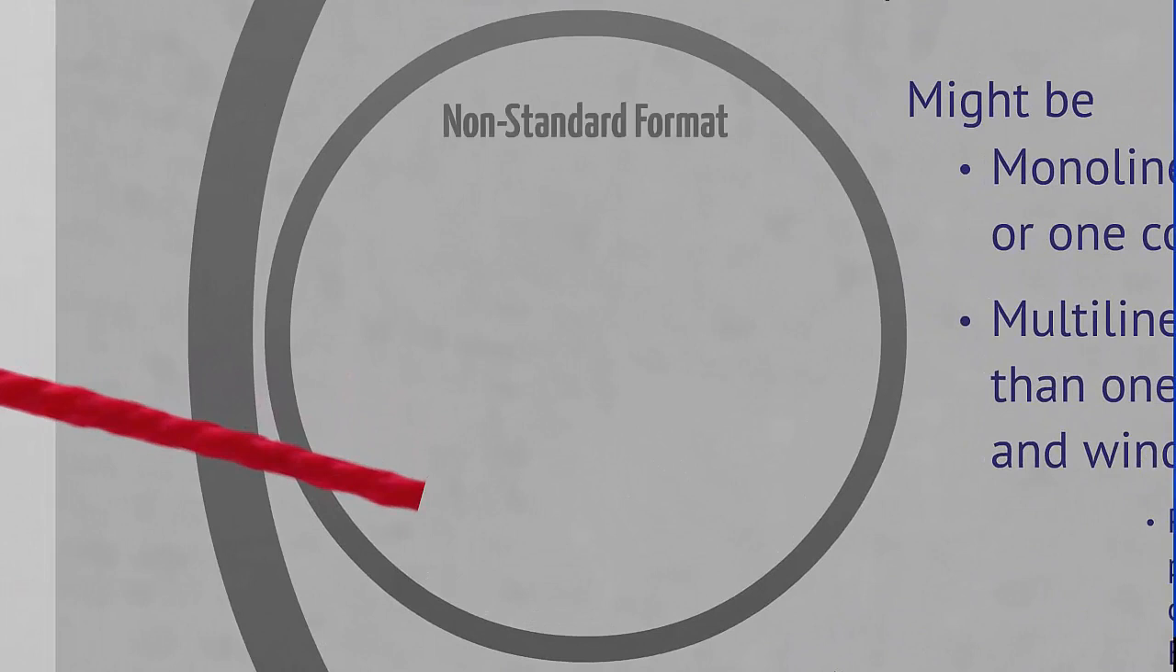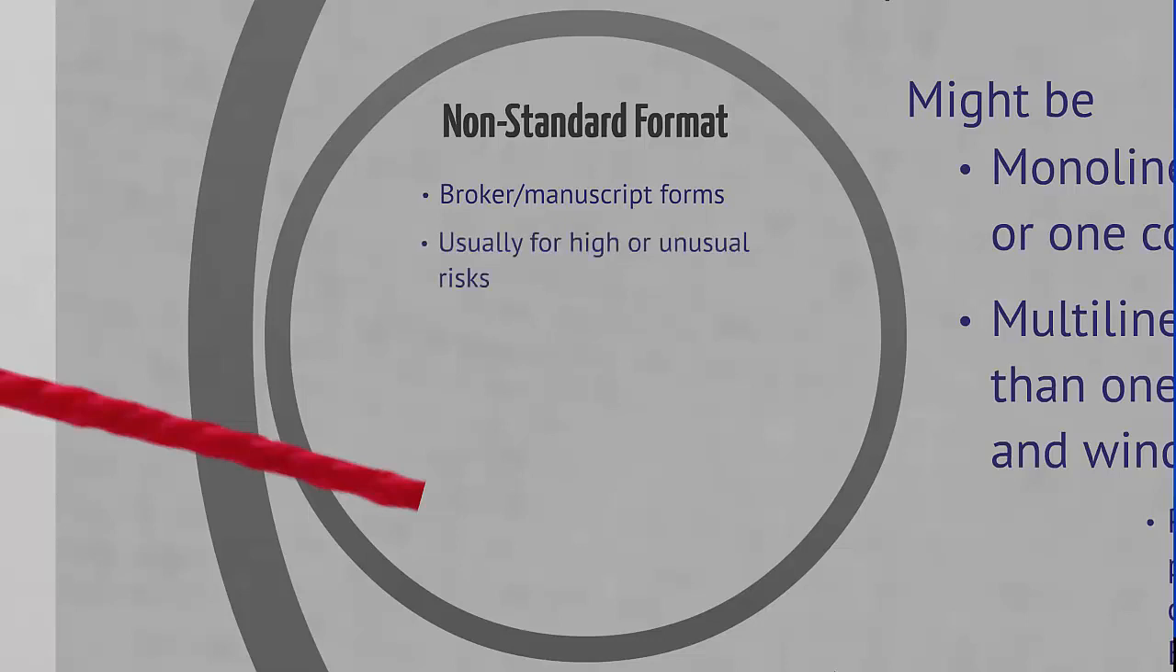Now let's look at non-standard. These are termed either broker or manuscript forms because they're developed usually by the brokers, the surplus lines or reinsurance brokers, in-house. They usually are some variation or some modification of a standard insurance policy. They're used for high or unusual risks.